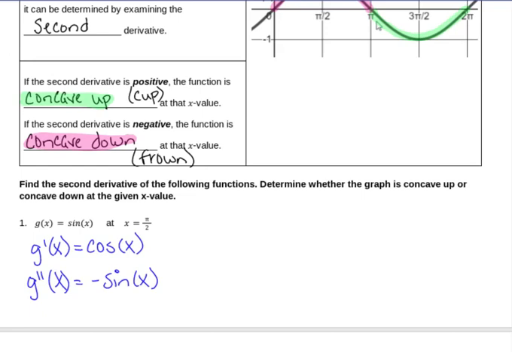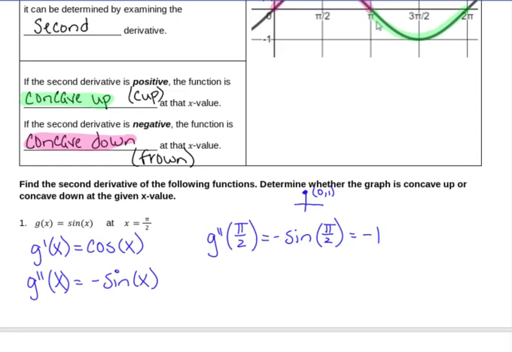Now I'm going to actually evaluate at pi over 2. So g double prime of pi over 2 means plug pi over 2 into my second derivative. So I'm going to do negative sine of pi over 2. I need to think about my unit circle. Pi over 2 is right here, right? It's the same as 90 degrees. That's the point 0, 1, which means my sine is 1, but I've got a negative in front. So -1 is going to be my second derivative.